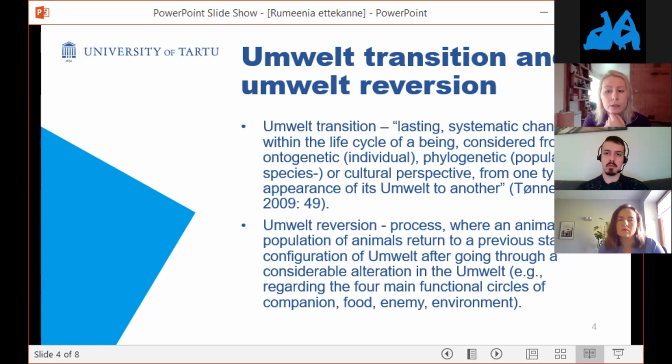But upon returning of the external factors to their previous state, the Umwelt of an animal or population reverses in a way that the pre-existing meaning carriers and meanings are reacquired.